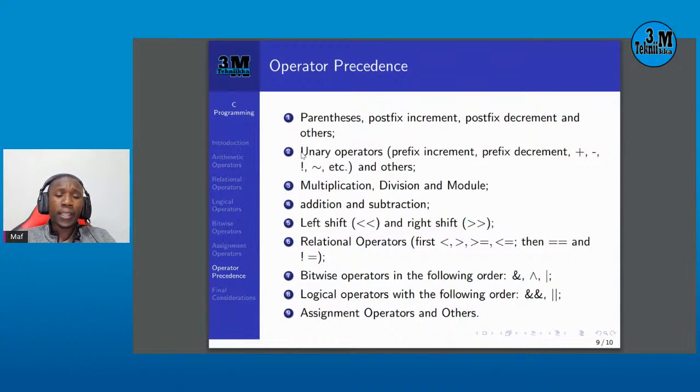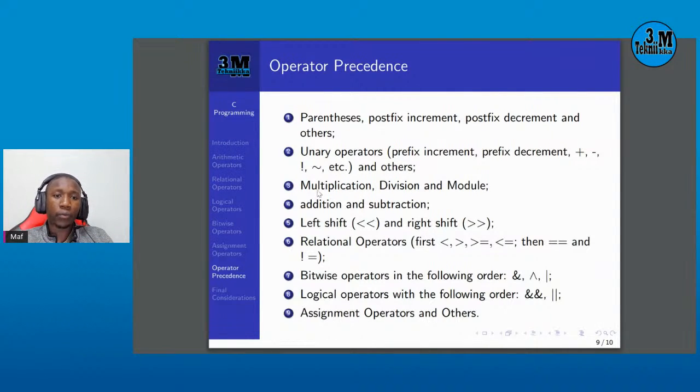Then these are the unary operators, like prefix increment, prefix decrement. This is the negation of some number. This is the logic negation. This is the bitwise negation. These unary operators have high priority. Then you have the normal operators from math: multiplication, division, and the modulo, which is the rest of the integer division. These are the arithmetic operators.